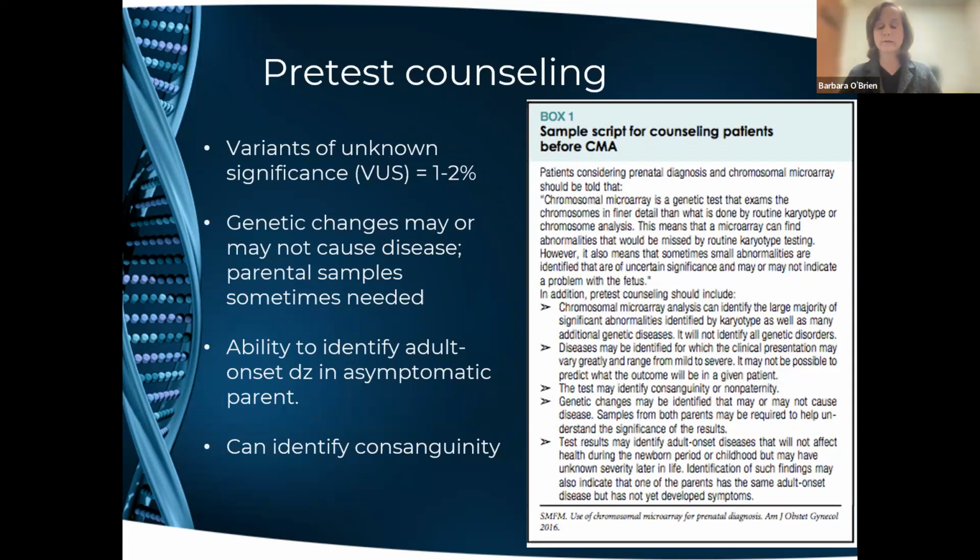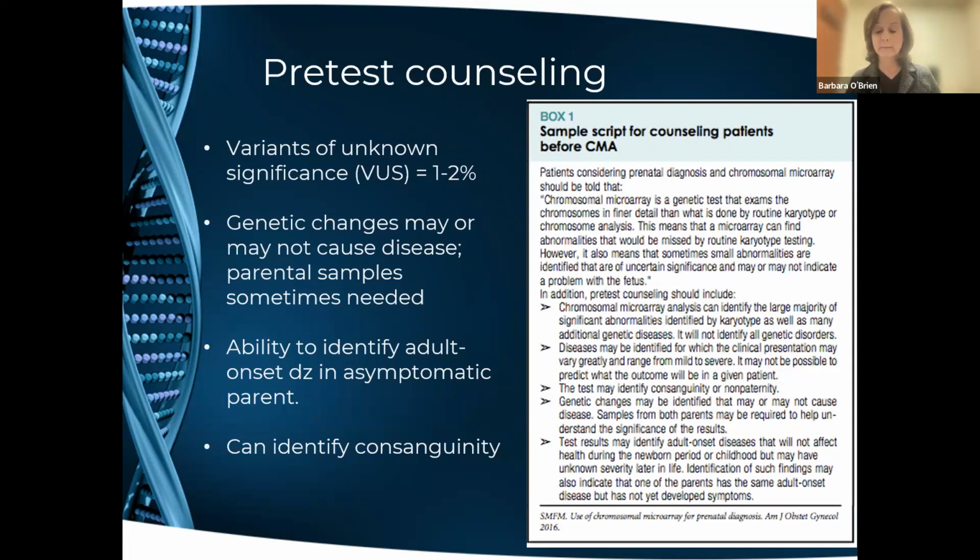In addition, pretest counseling should include that microarray can identify the large majority of significant abnormalities identified by karyotype, as well as many additional genetic diseases. It can't identify all genetic disorders. Diseases may be identified for which the clinical presentation may vary greatly, from mild to severe, and it may not be possible to predict the outcome in a given patient. The test may identify consanguinity or non-paternity, so patients need to be made aware of that.